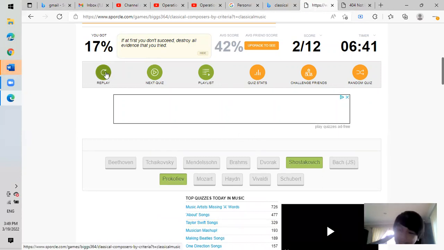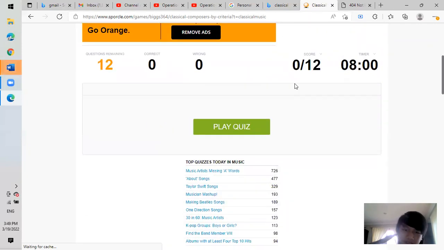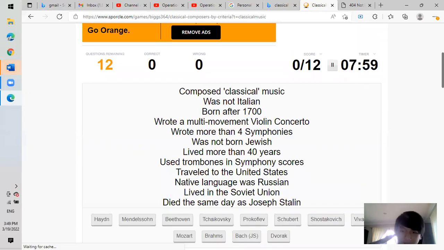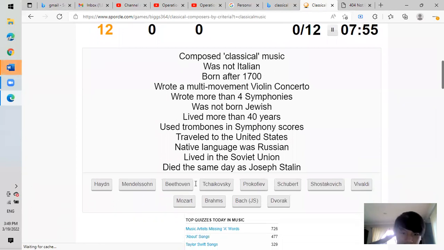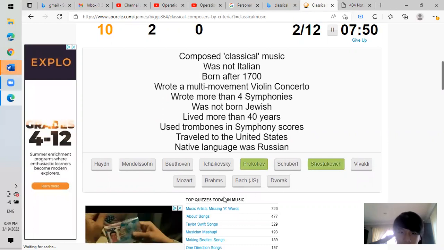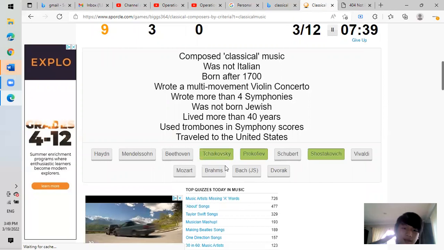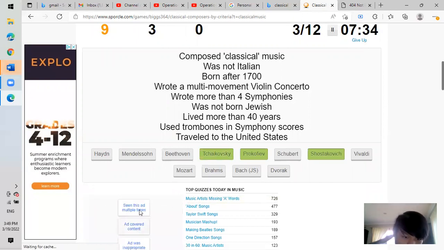Okay, I'm gonna try again. Let's just try to get this right because that's dumb. Every time you have to get it right or else the thing stops, okay? It's just the coverage. We just did this. Who could it be? Oh, Tchaikovsky, of course. Forgot about Tchaikovsky. Stop saying this ad, I don't care. Okay, I'm not gonna skip.